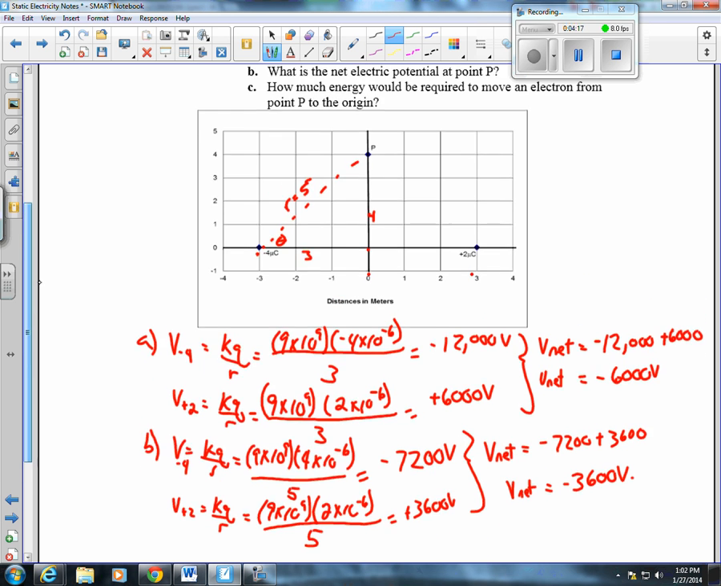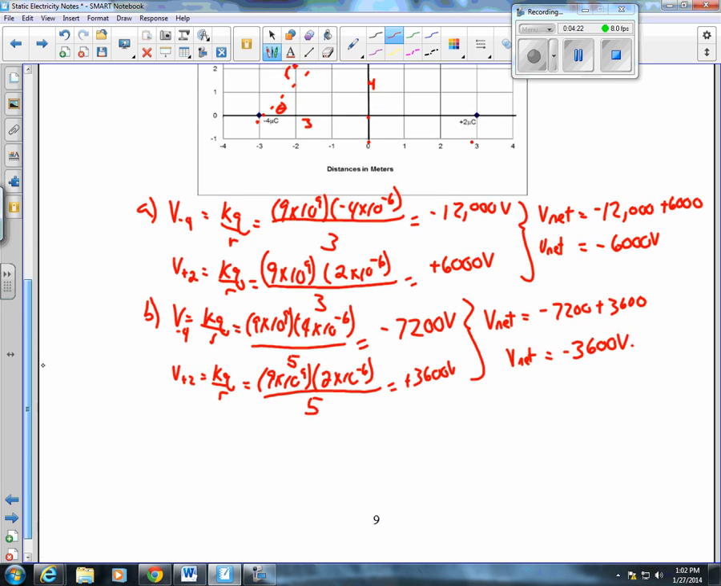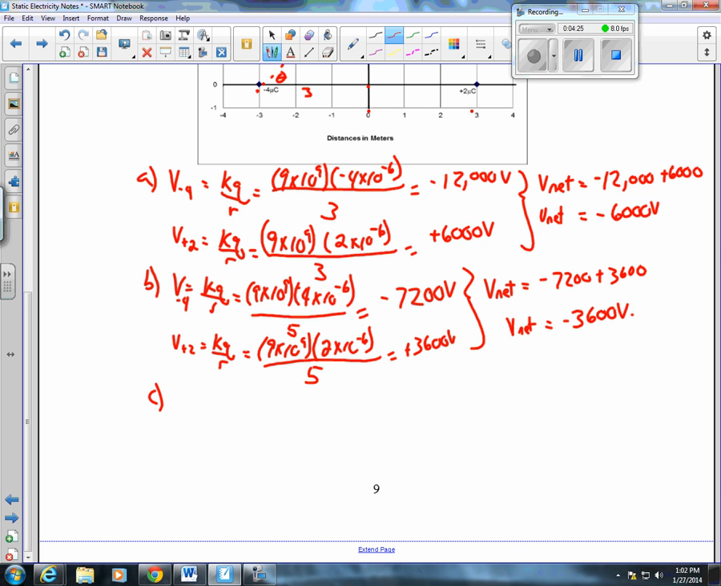Then in part C, it asks how much energy it takes to remove an electron from point P to the origin. So for part C, we're finding energy. W equals Q delta V. We're going from point P to the origin, so I'll make a note over here. Delta V equals V at the origin minus V at P. So that's going to be negative 6,000 minus negative 3,600, which gives me negative 2,400.